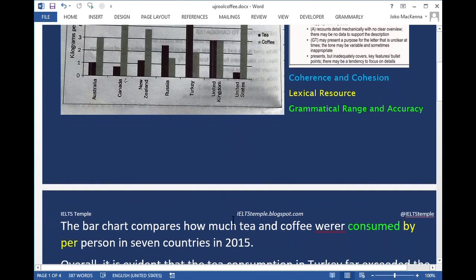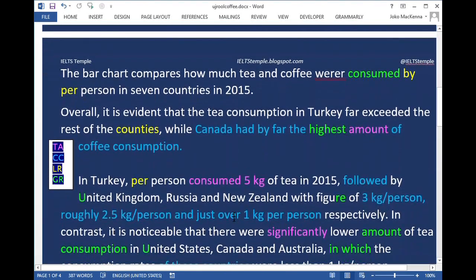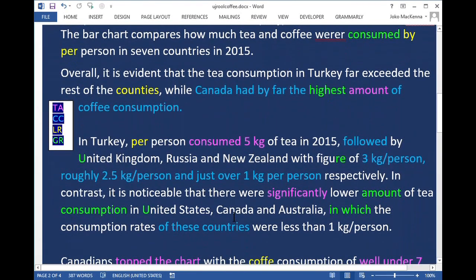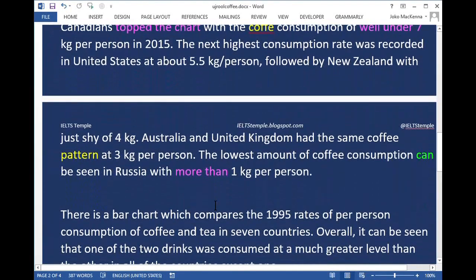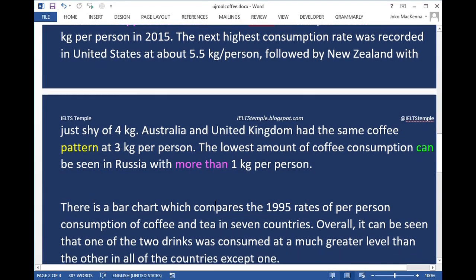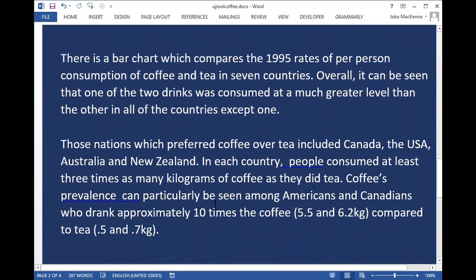Okay, so strengths. You know a lot of words to describe figures. That's good. But the figures that you're choosing are inappropriately selected. Okay, here's a model essay.